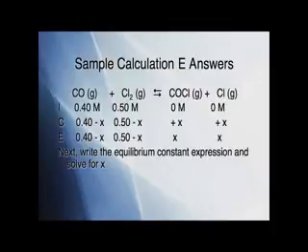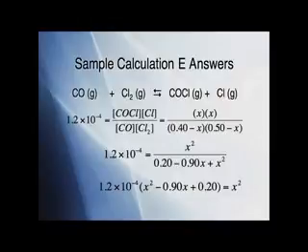At equilibrium then, the equilibrium concentration of CO will be 0.40 minus x, for Cl2, 0.50 minus x, and then the concentrations of COCl and Cl will be x for each of those. So once we've gotten the ICE chart, we can then write the equilibrium constant expression and solve for x.